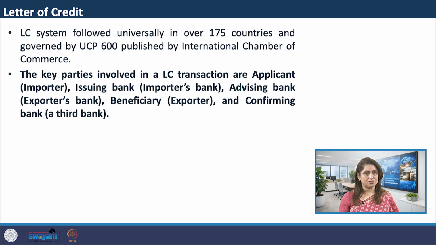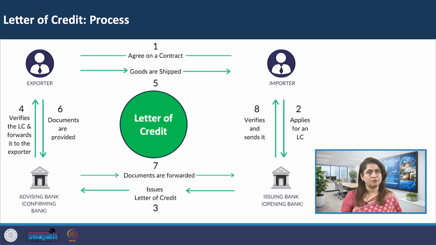Then we have the beneficiary, which is the exporter, the seller who receives payment under the letter of credit. And we have a confirming bank, sometimes a third bank that adds its own guarantee of payment, providing additional security to the exporter. The LC process works as follows.